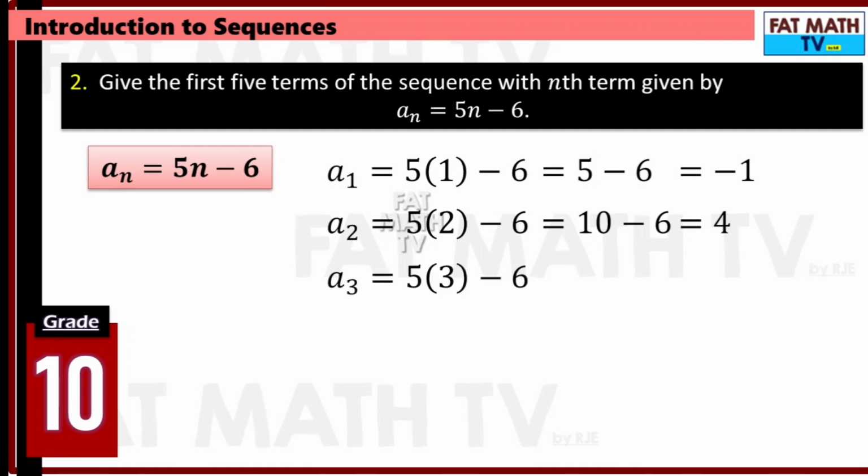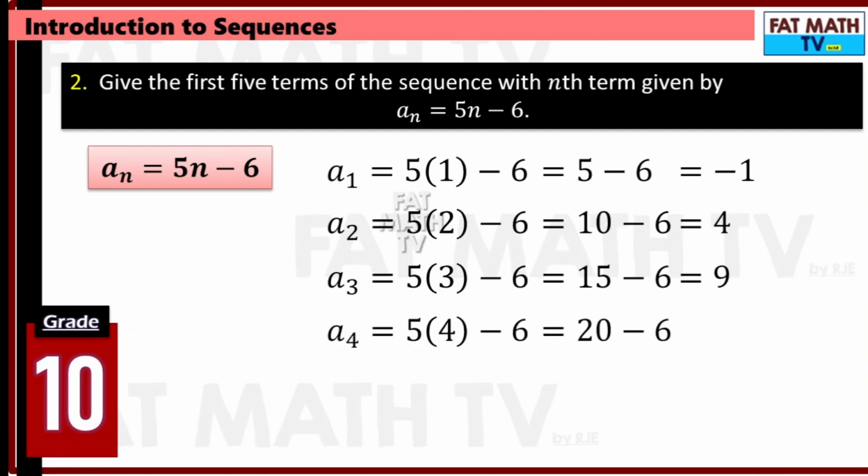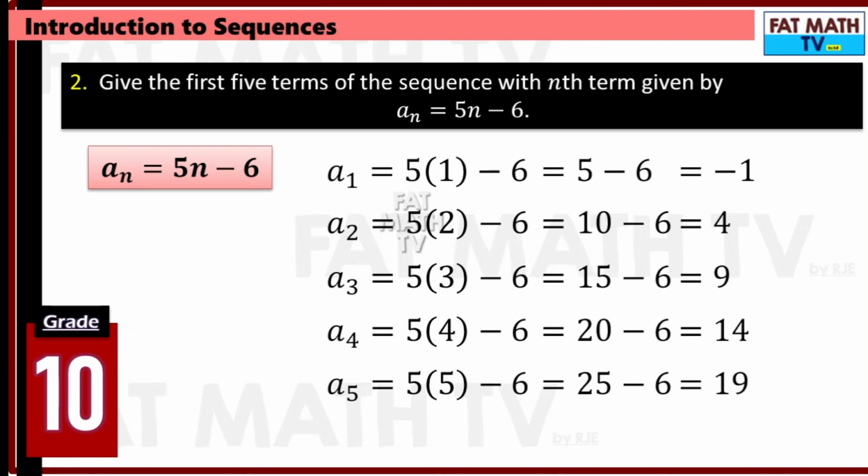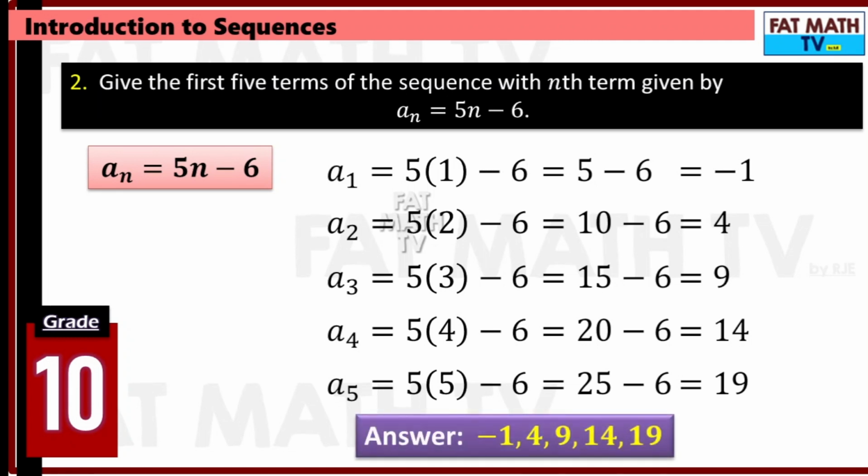For the third term, 5 times 3 minus 6. That's 15 minus 6, 9. 9 is the third term. Fourth term, 5 times 4 minus 6, so that's 14. And fifth term, 5 times 5 minus 6, that's 25 minus 6, that's 19. So the first 5 terms of the sequence with nth term given by 5n minus 6 are negative 1, 4, 9, 14, and 19. So very easy. This is just evaluation. We just evaluate 5n minus 6 for values of n equal to 1, 2, 3, 4, and 5.